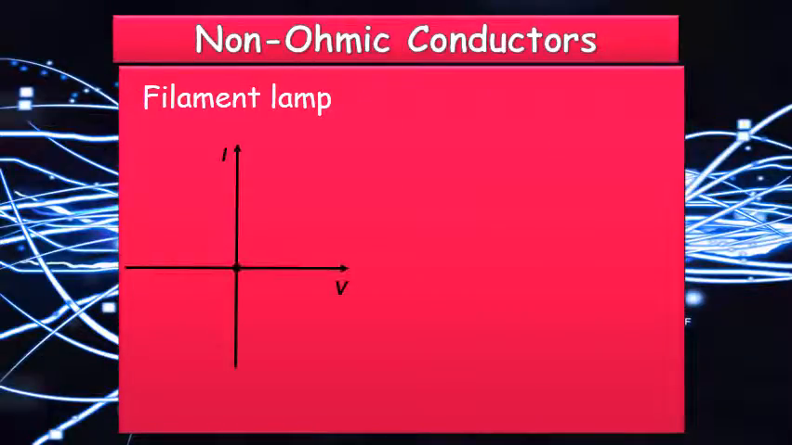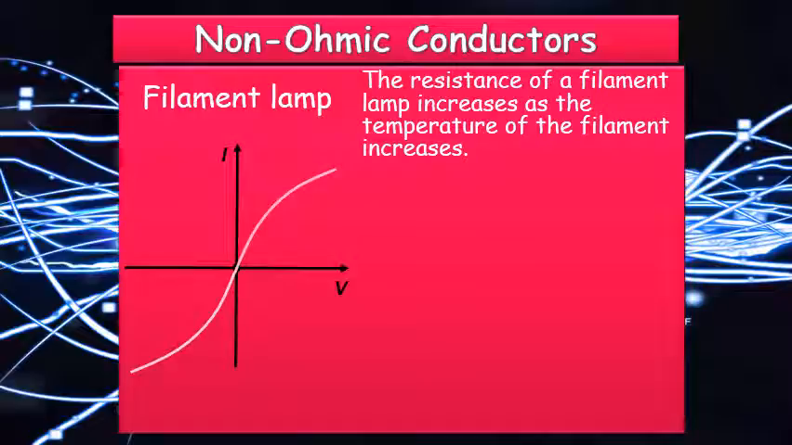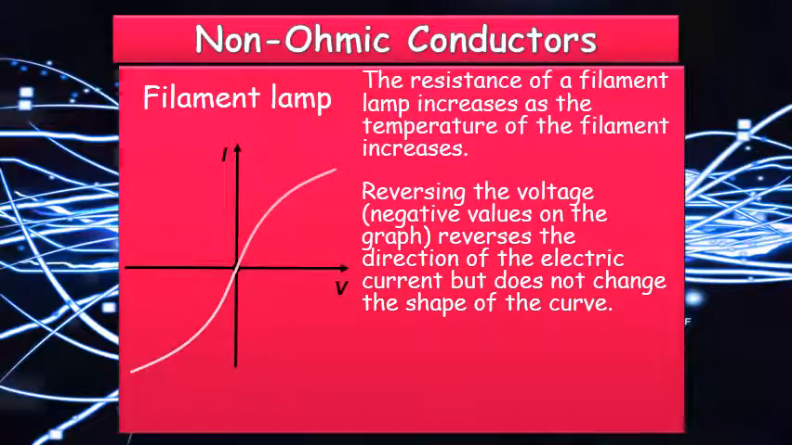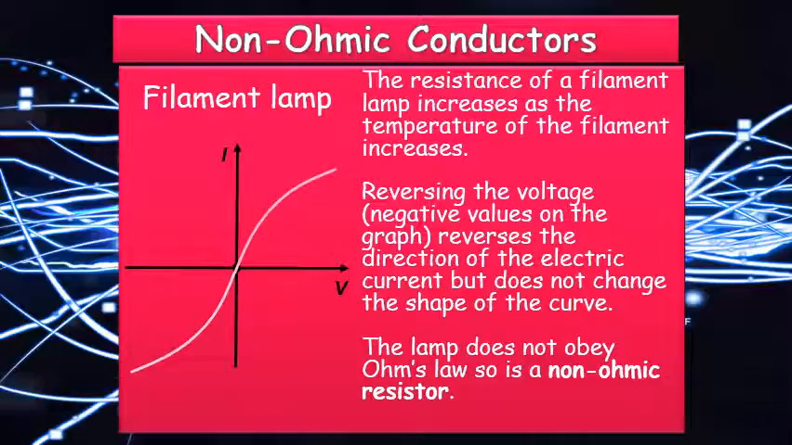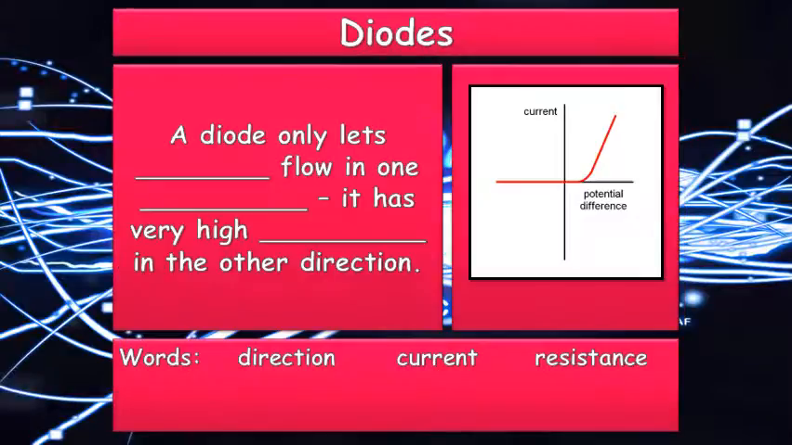Whereas with a filament lamp, if you plot current against voltage, you can see that it is bent. There's a curve. The resistance of the filament lamp increases as the temperature of the filament increases. Reversing the voltage, in this section of the graph here, reverses the direction of the actual current but does not change the shape of the curve. The lamp in this case does not obey Ohm's law as it's not a straight line, therefore we call it a non-ohmic resistor.